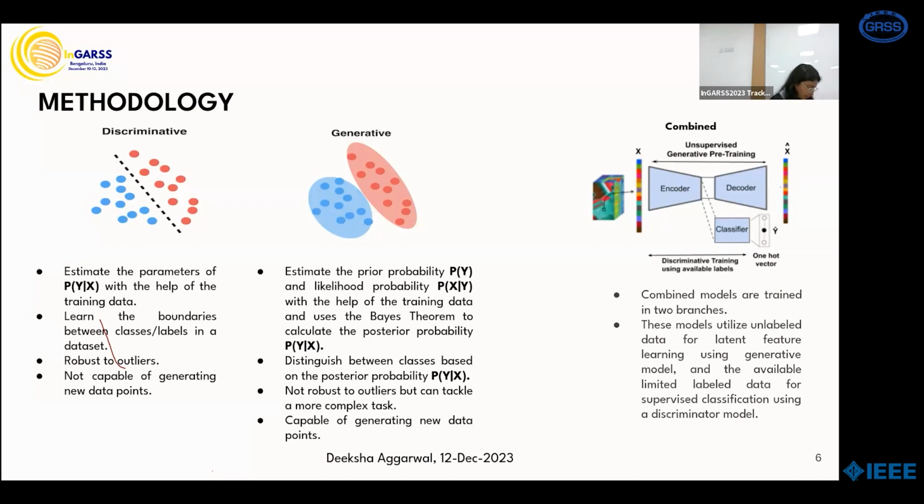The third type of model is a combination of discriminative and generative learning. This combined model is trained in a 2-branch setup. The first branch consists of a generative model, which utilizes the unlabeled data and label data for latent feature extraction using generative learning. Then once we get these embeddings, we feed the embeddings into the discriminative model as a classifier and use the available label data to fine-tune the discriminative model and do the predictions.